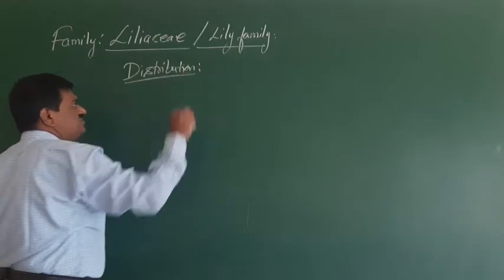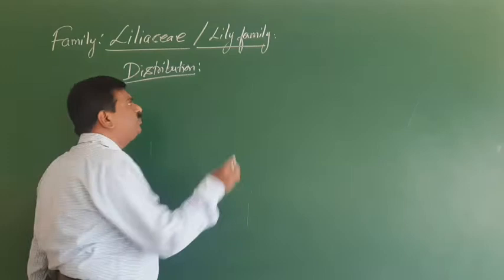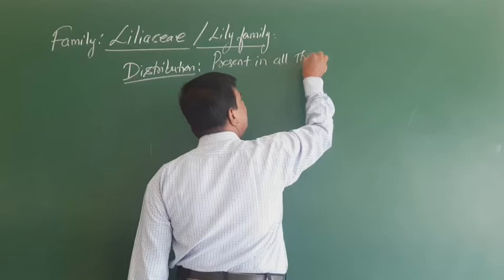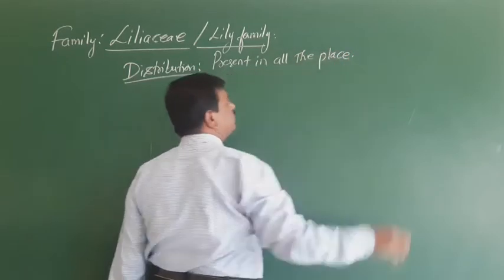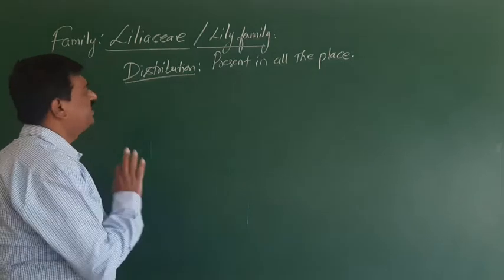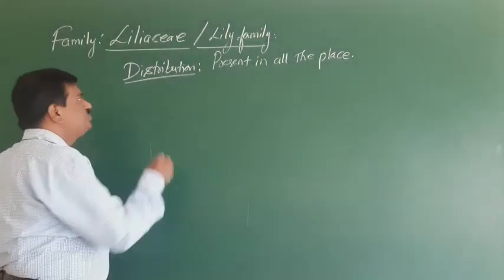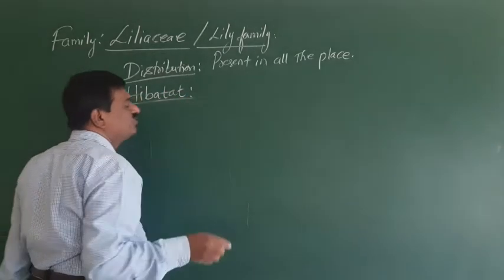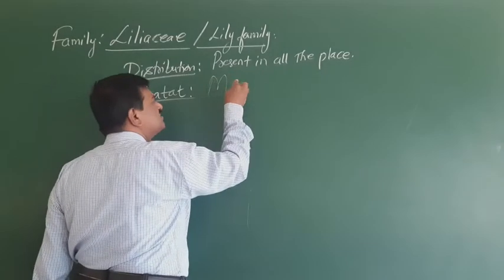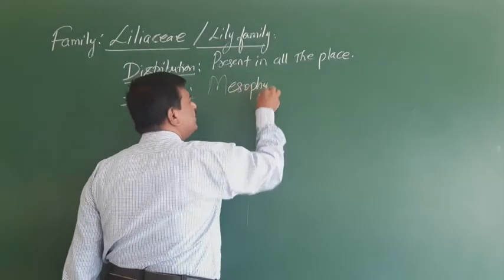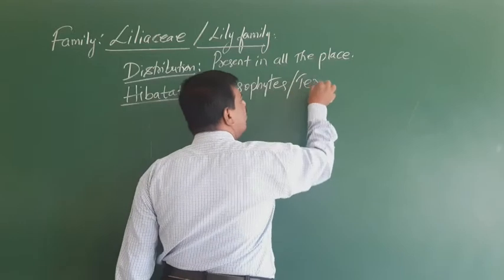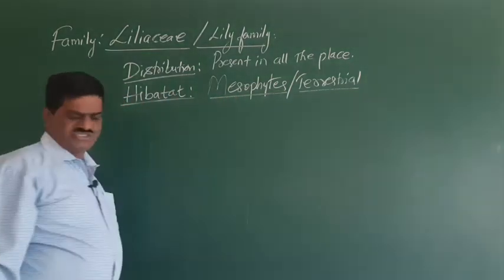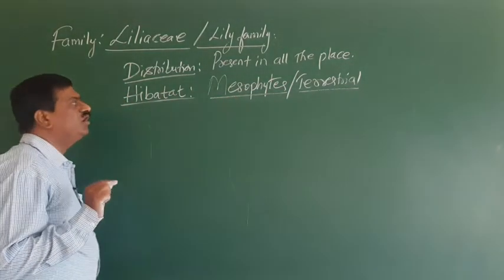So the distribution is present in all the places. It may be temperate, tropic, subtropic, in all the places it has been present. So this is called as distribution. The second one is called as habitat. The habitat is called as mesophytes or terrestrial. So that indicates they are growing on the land. So they are called as mesophytes or terrestrial.